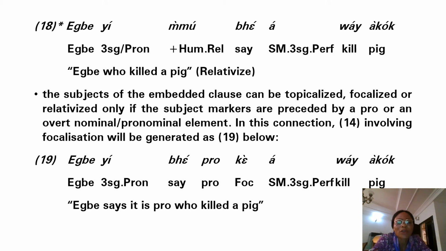The subjects of the embedded clause can be topicalized, focalized, or relativized only if the subject markers are preceded by a pro or an overt nominal or pronominal element. In this connection, the construction in 14 involving focalization will be generated as 19.